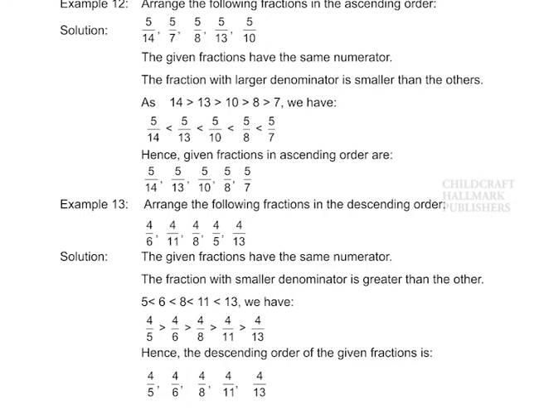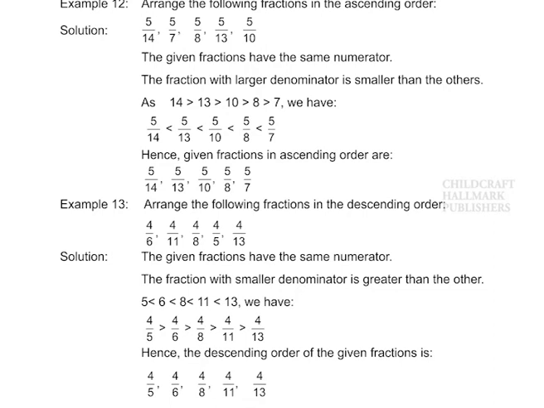As 14 > 13 > 10 > 8 > 7, we have 5/14 < 5/13 < 5/10 < 5/8 < 5/7. Hence, the given fractions in ascending order are 5/14, 5/13, 5/10, 5/8, 5/7.